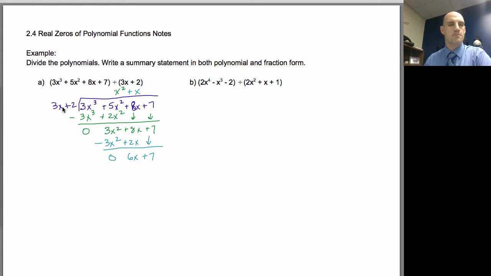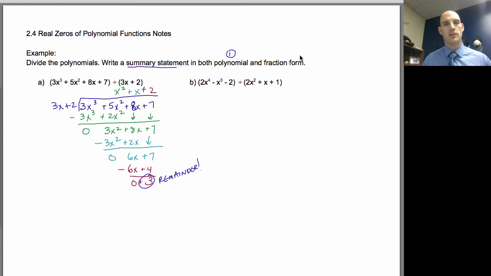Now I'm comparing 3x to 6x. So I need to multiply 3x by positive 2. So 6x, 2 times 2 would be 4. And when I subtract, I've got 6x minus 6x would be 0. And then 7 minus 4 would be positive 3. So now, there's nothing I can multiply 3x by to get 3. So the number parts match, but I can't multiply anything. So this down here is my remainder. That's my remainder.